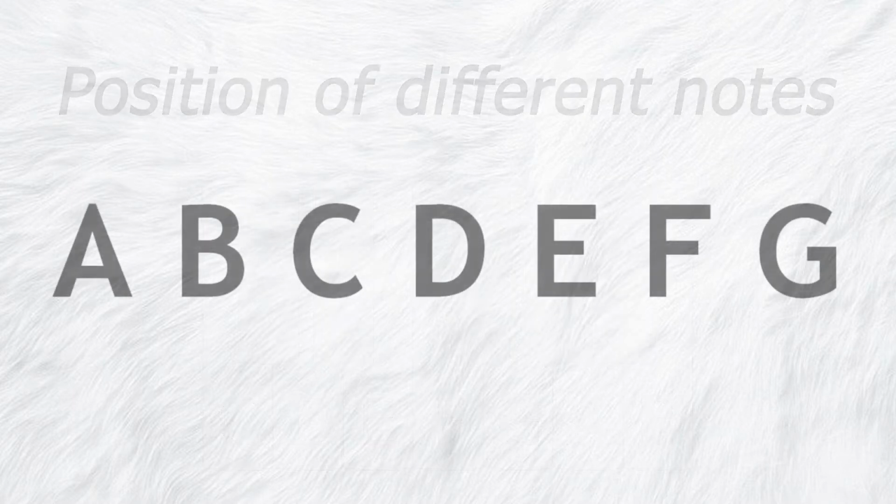There are 7 natural notes in music and the notes are named after the alphabets. Those are A, B, C, D, E, F, and G. Let us find these notes on keyboard.